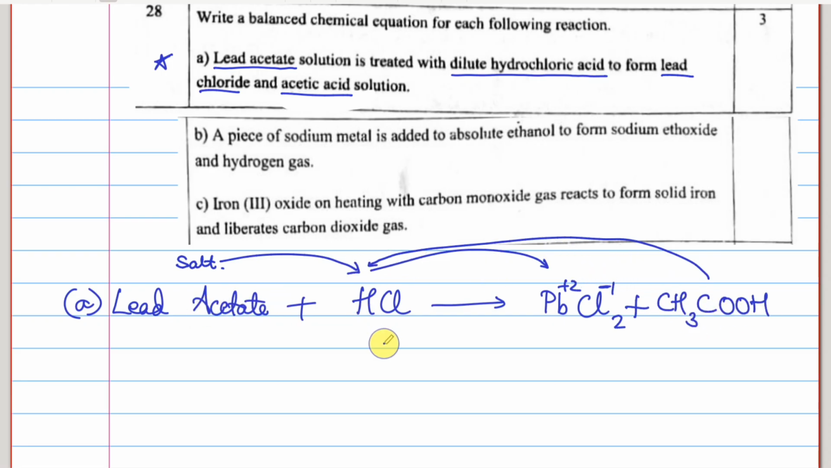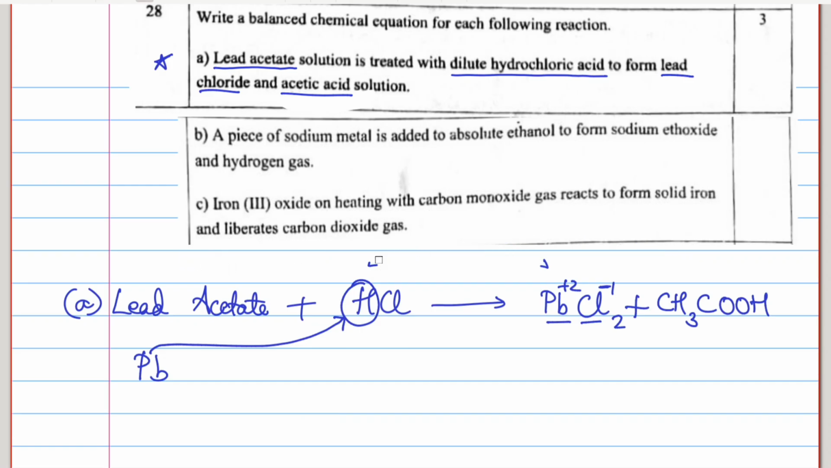So because salt and acid are reacting to form a solution of another salt and acid, that means what kind of reaction is taking place? Displacement reaction must be taking place. So whenever acid undergoes displacement reaction, hydrogen will be displaced out, right? So in lead acetate, we will have Pb. In order to form PbCl, this Pb is displacing hydrogen out of the solution of HCl.